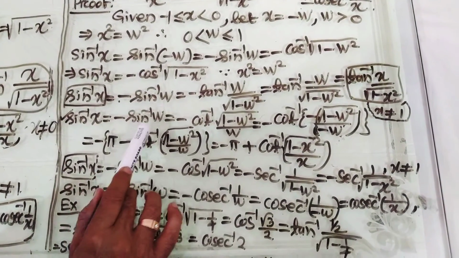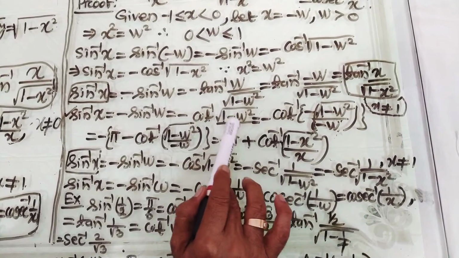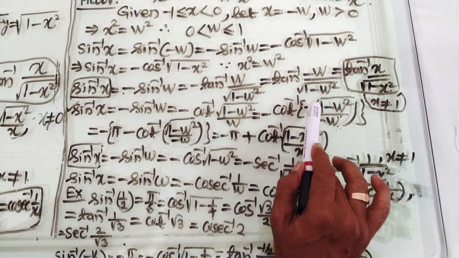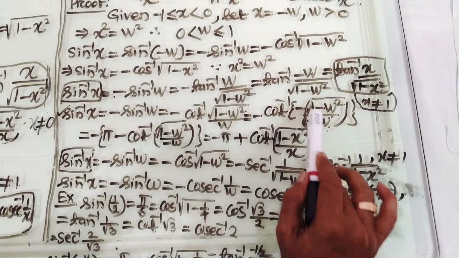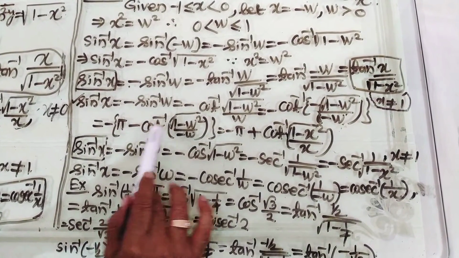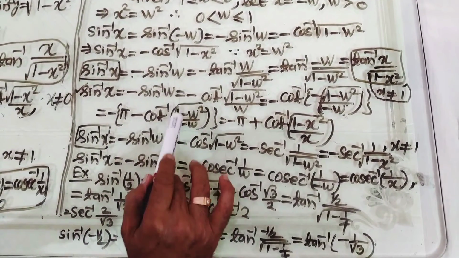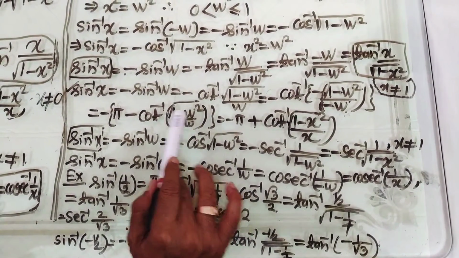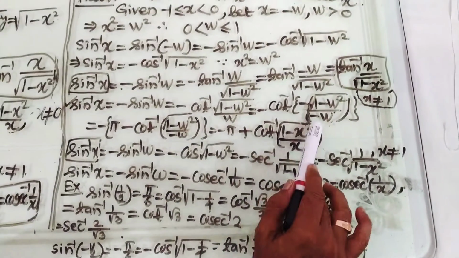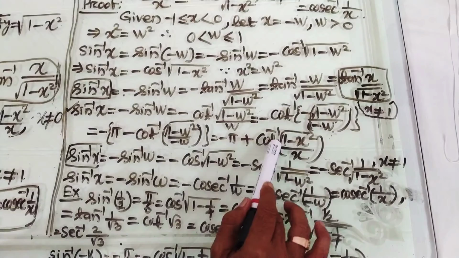Again sin inverse x is equal to minus sin inverse W, which is equal to minus cot inverse root over of 1 minus W square by W. We multiply minus in numerator and denominator, that is minus root over of 1 minus W square by minus W. Because we know cot inverse minus x is equal to pi minus cot inverse x, here minus bracket pi minus cot inverse root over of 1 minus W square by minus W. That is minus pi plus cot inverse, where 1 minus W square is 1 minus x square, and in place of minus W we will write x.